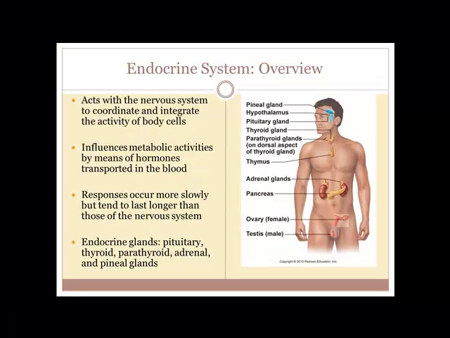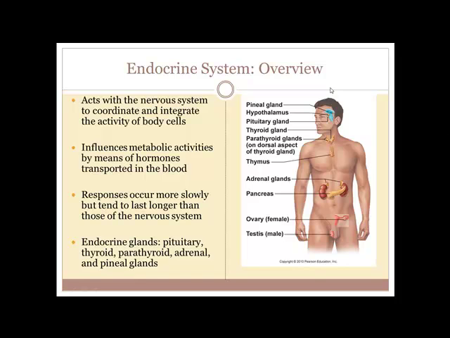Today we're going to be doing the endocrine system. As a little review, the endocrine system and nervous system work together to integrate and coordinate the activities of all cells throughout the body. The major role of the endocrine system is to influence metabolic activities by means of hormones being transported in the blood. Its responses are slower, but in general longer lasting than nervous system responses.